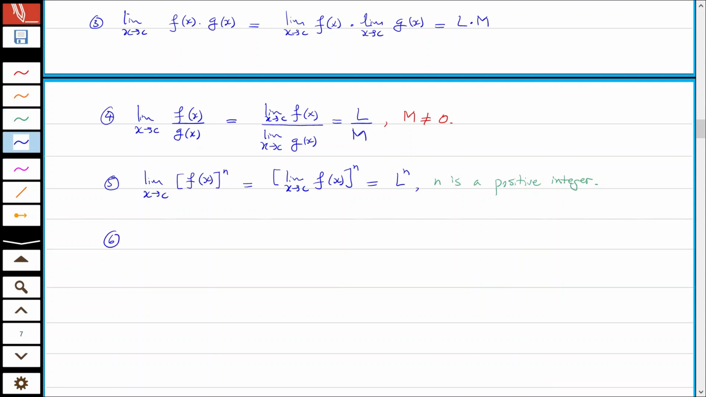Similarly, if you have radicals, limit x approaches c of f of x raised to, let's say, 1 over n. Still, you can do limit x approaches c of the function f of x, all raised to power 1 over n, and this would be equal to L to the power 1 over n. And again, you would say n is a positive integer and not equal to 0. It's a positive integer.